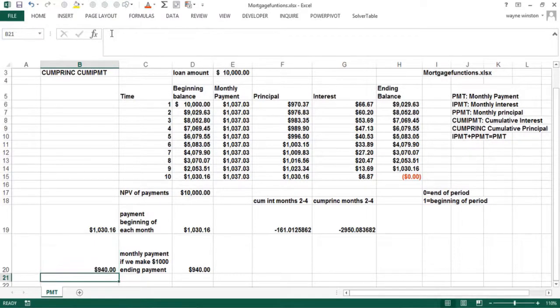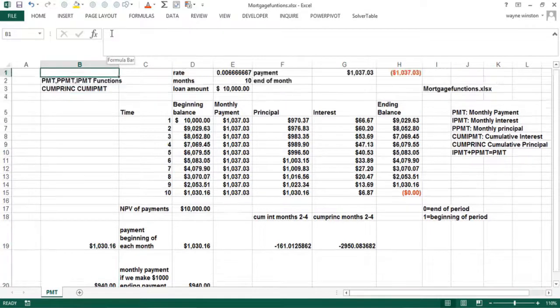Okay. Now I want to talk about setting up what's called an amortization schedule. An amortization schedule tells you for every period your beginning balance on a loan, your monthly payment, what goes to principal, what goes to interest, and your ending balance. So beginning balance was $10,000. The ending balance should be 0. Okay, what's the monthly payment? I just copied it from the PMT function. So every month that's the same.